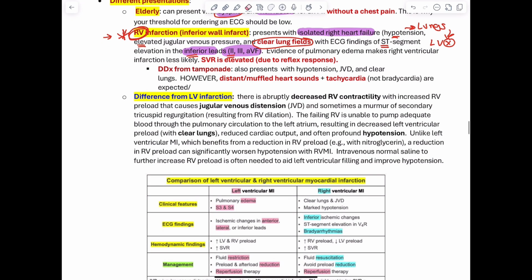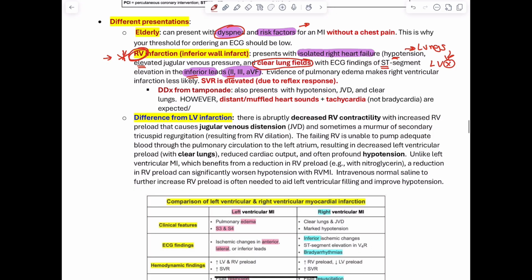Okay, so how do we know that the right ventricular infarct is not just tamponade? Because also tamponade has JVD, and it also has hypotension and clear lungs. So basically, a right ventricular infarct looks like a tamponade. But remember, with the tamponade, you're going to get distant or muffled heart sounds, and you're going to get tachycardia.